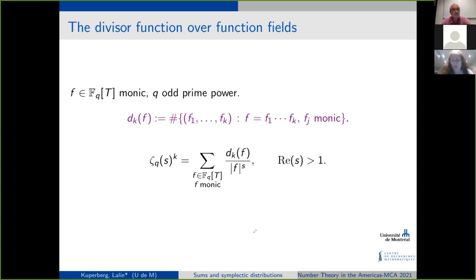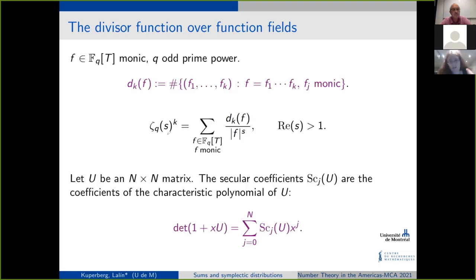So the same that we had before, but now a product of monic polynomials as opposed to positive numbers. And again, this is going to come up as the coefficient of considering the zeta function to the power of k. Now, for the results I want to talk about in the next slide, I need to define some objects. They are called the secular coefficients.